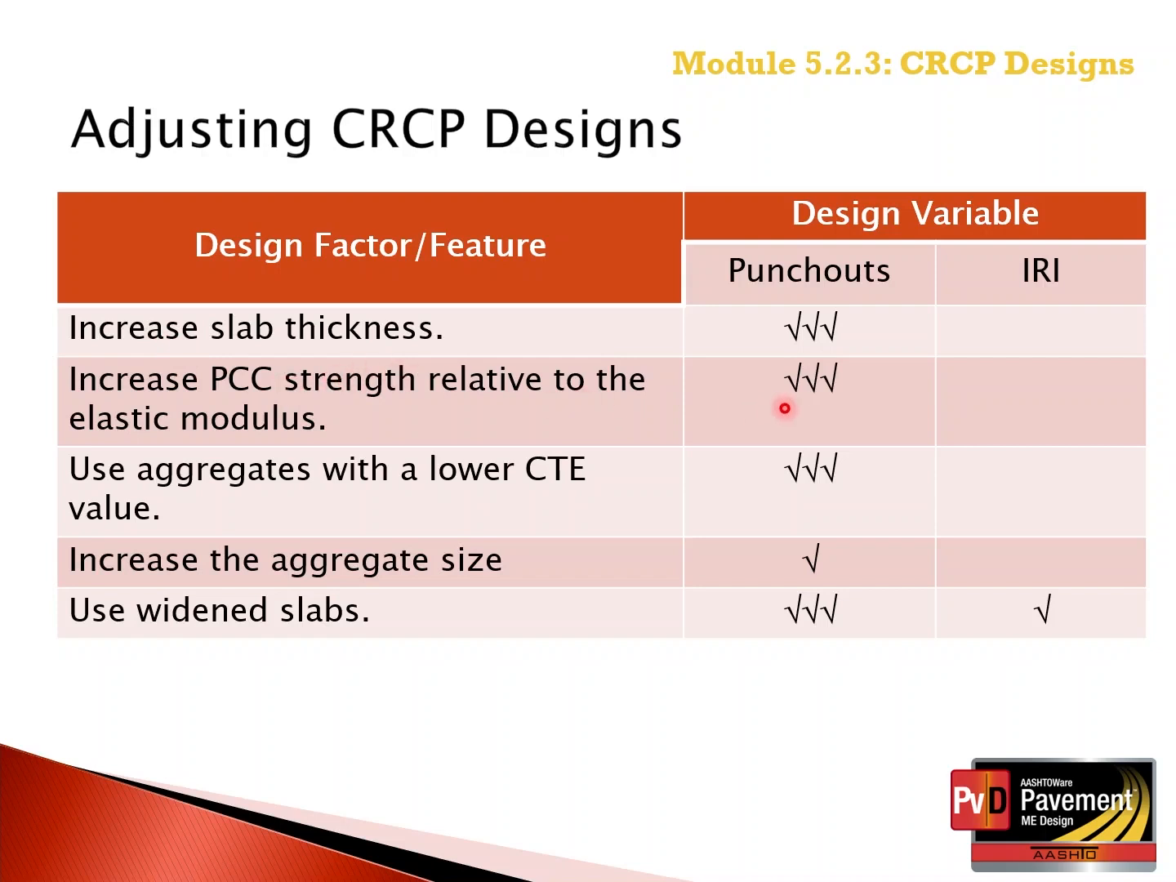Similarly, punch-outs are highly dependent on the PCC strength as well as the elastic modulus of the concrete mix. Punch-outs are also highly sensitive to the coefficient of thermal expansion. Using a lower CTE value reduces the number of punch-outs. The aggregate size has a minor impact on punch-outs. The use of widened slabs has a significant impact on punch-outs and a minor impact on IRI.